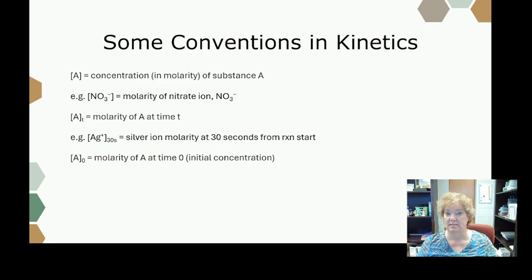When we use brackets, like [A], the brackets mean we're referring to concentration, the molarity, of whatever substance A is. Inside the brackets is some kind of chemical formula, and it might be an ion, and the brackets themselves mean the molarity of that substance. So brackets with a nitrate in it means the molarity of the nitrate ion. If I put a little subscript with a number, or t, at the end, it would be the molarity at a specific time.